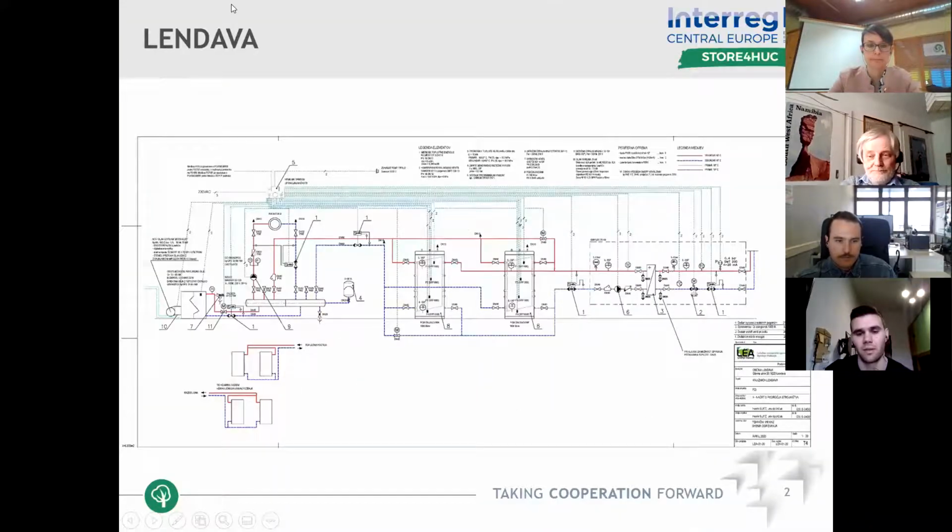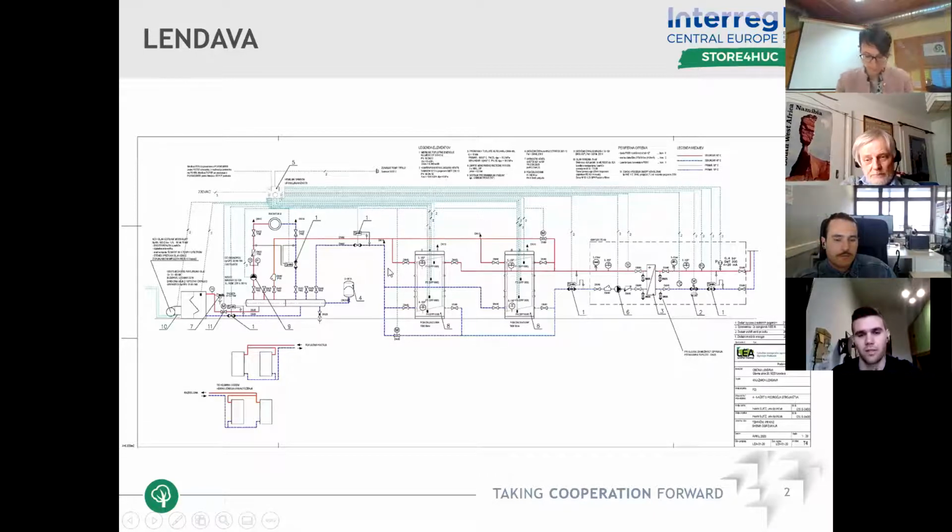So this is the Lendava pilot. In Lendava, we have two heat sources. On one side, there is a geothermal source, and we also have a backup source in an oil boiler. We have two heat tanks. The energy from the geothermal source is stored in these heat tanks, and if it is needed, then this energy is provided to the consumers.